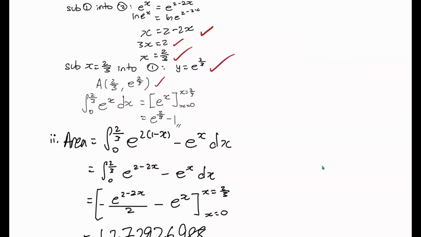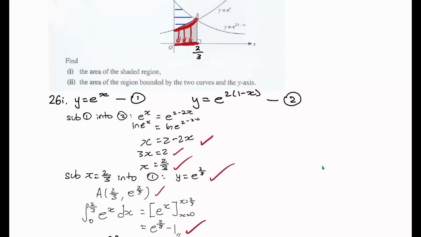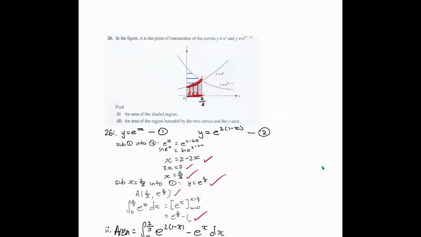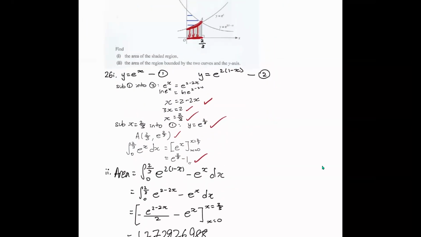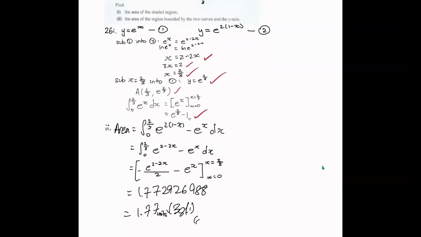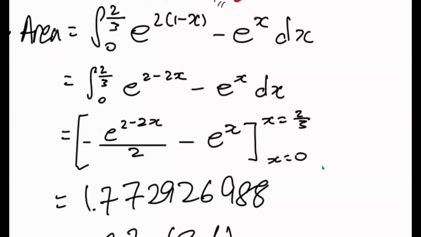Good. Next one, part 2. You want to find the area of the region bounded by the two curves and the y-axis, which is whatever you shaded in blue. So what you realize is that it's really just this area here, but subtract away this shaded region, right? Is that what you did? You take the integral of e power 2 bracket 1 minus x minus away e power x. Yeah, that also works. This is trapped in between these two functions, upper and lower function. So just subtract and sub in the limits 2/3 and 0. Let me see your working. So you get this minus this, okay.